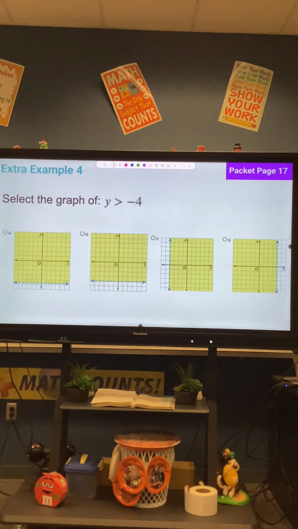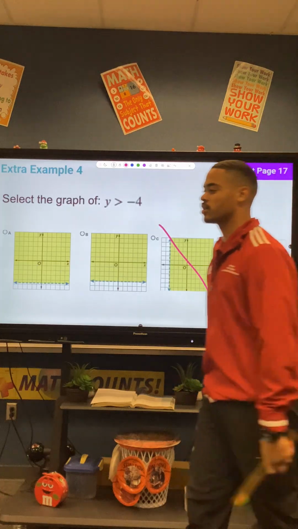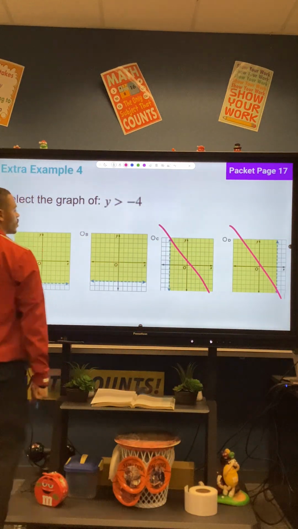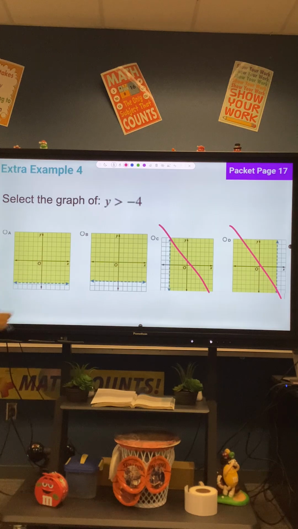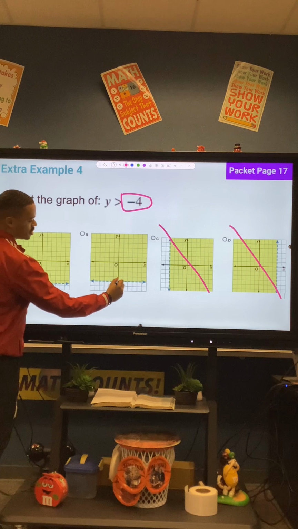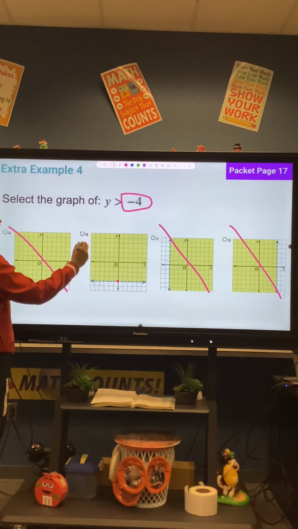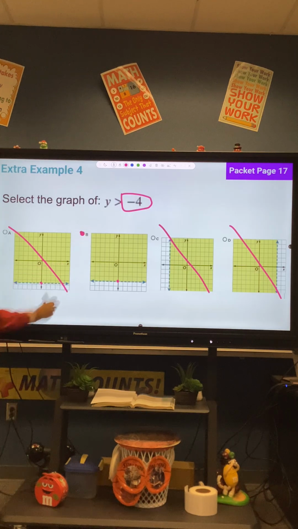So remember, my graph, y is greater than -4, right? Since I just have a y value, I don't have any x values, I know that means my line has to be horizontal, right? So that means that these two vertical line options are incorrect. Both of these have shading above, so now I'm gonna go to my B value and see that B is at my -4, and A is at like -4.5, making B my correct answer.